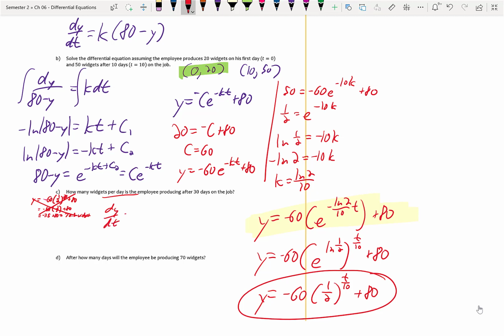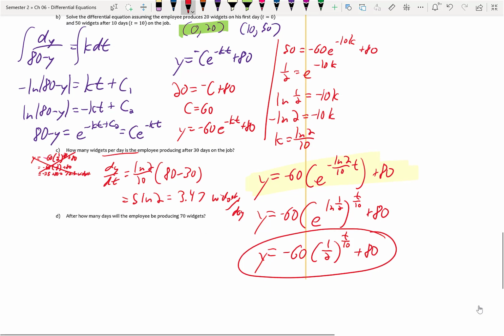So we need to go to dy/dt, which is equal to, we know that k was ln of 2 over 10, times 80 minus 30. Or this would be 80 minus 30 is 50, so 50 over 10 is 5. This is 5 ln of 2. And if I could pull my calculator out really quick and figure out what 5 times the ln of 2 is, which is the same as the natural log of 32, that is 3. So producing about 3.47 widgets per day. That was a question about rate. That wasn't a question about amount.